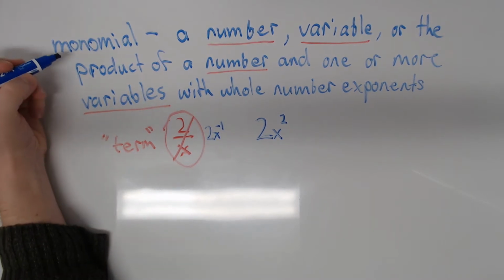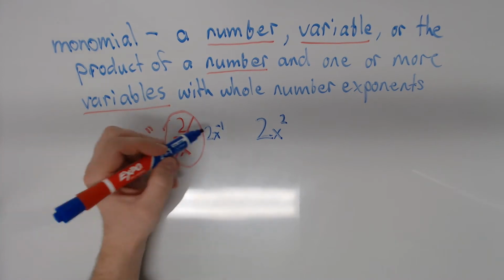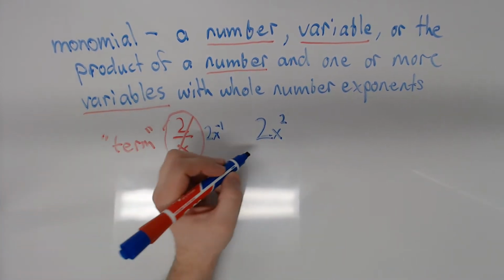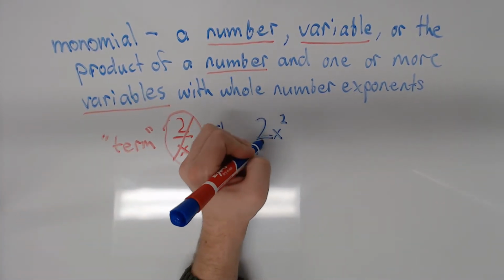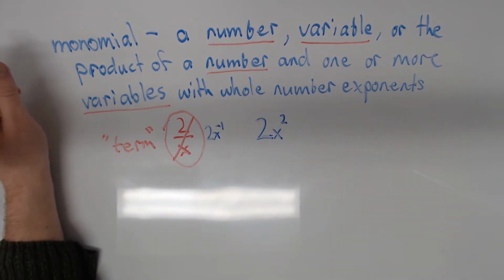Okay, so monomial. Here's one rule where it's broken. No variables in the denominator, no negative exponents. Here's an example that does work. Can have a variable, but it has to have a whole number exponent.